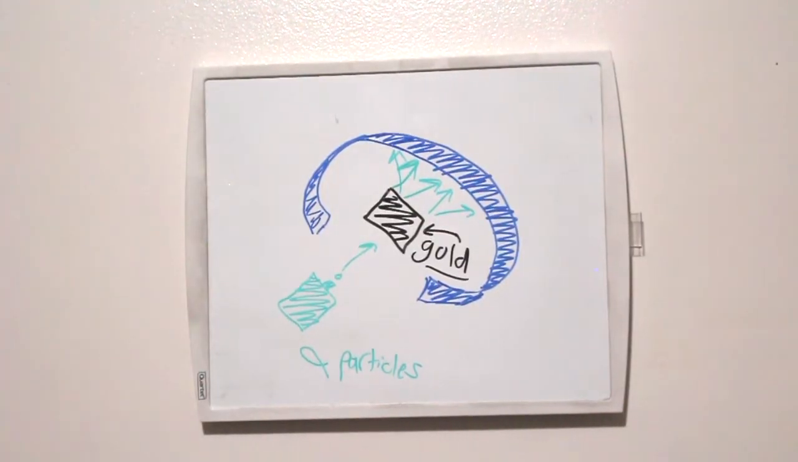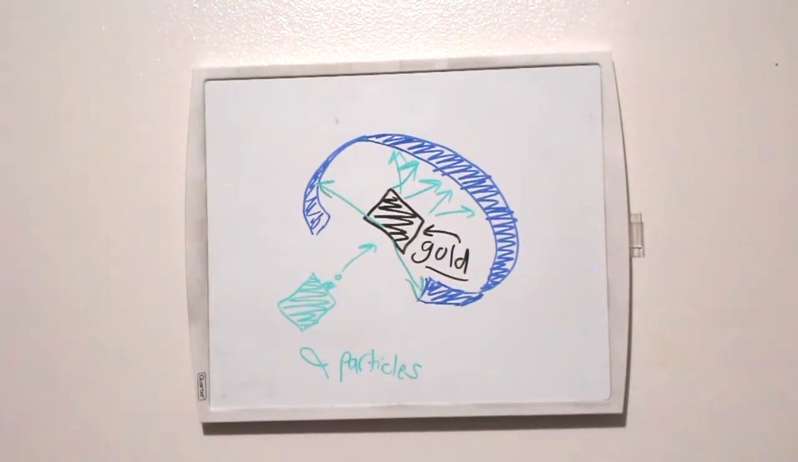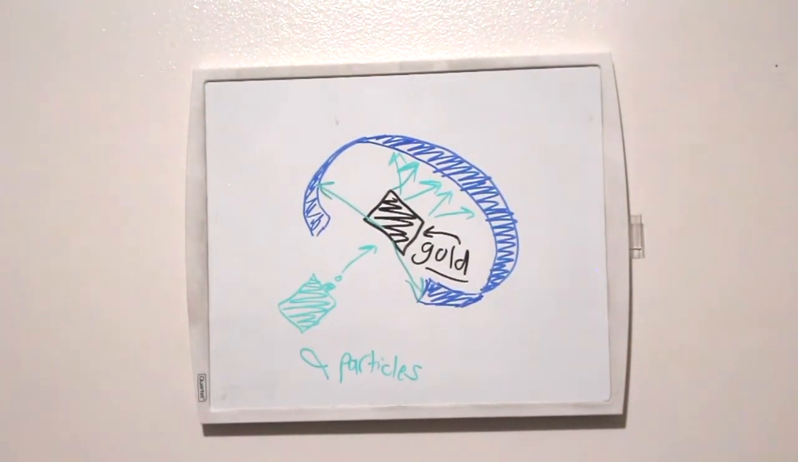However, after running this experiment quite a few times, what they saw was that yes, there were quite a few deflections in different directions through the gold foil when those alpha particles were shot through, but on occasion the alpha particles would come back the same direction from where they came.